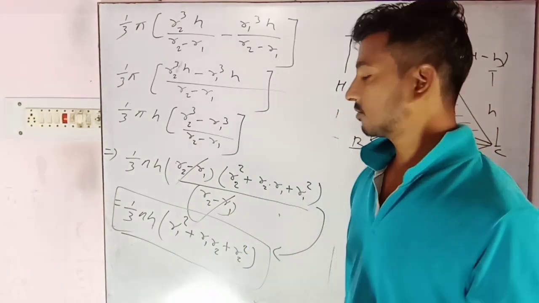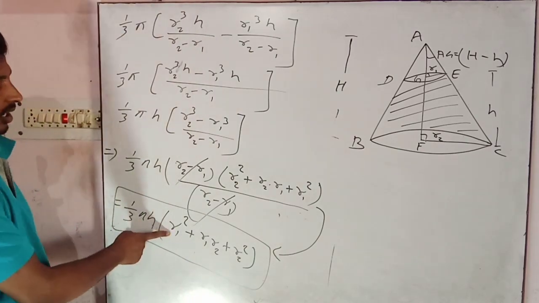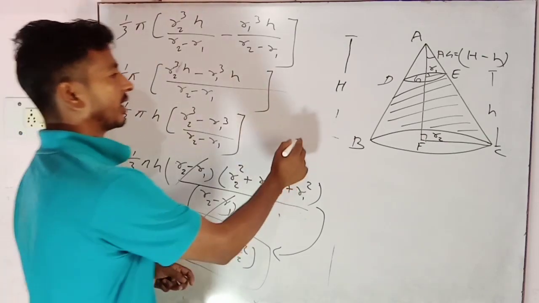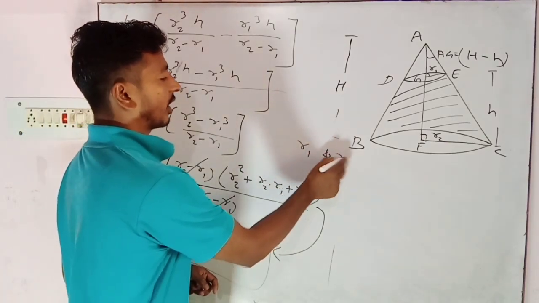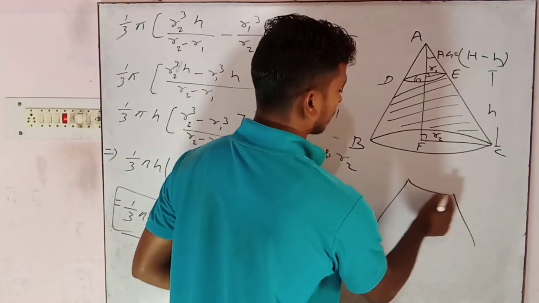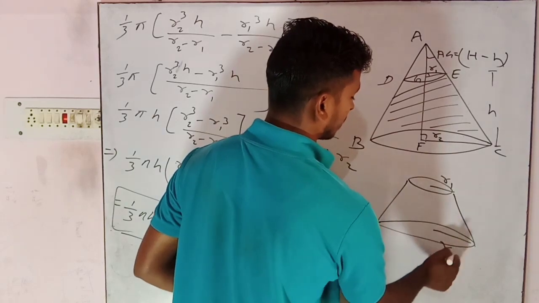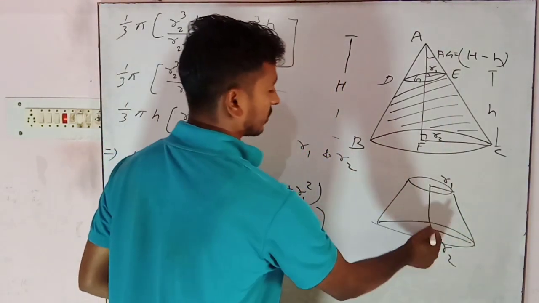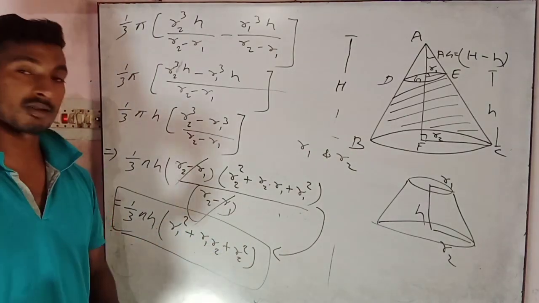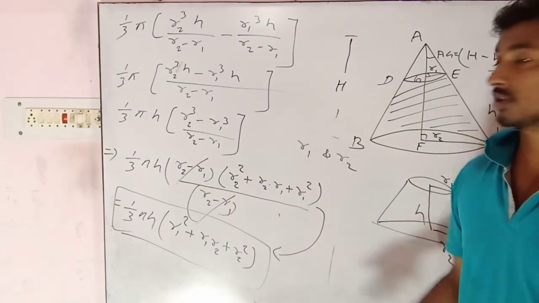So volume of frustum of cone is equal to 1 by 3 pi h, where h represents height, into R1 square plus R1 into R2 plus R2 square, where R1 and R2 are the radii of both ends. We will get a structure like this. So there is one radius and there is a second radius. So this is R1, this is R2, and this is the height. So 1 by 3 pi h (R1 square plus R1 R2 plus R2 square). So this is all about today's class, today's derivation.